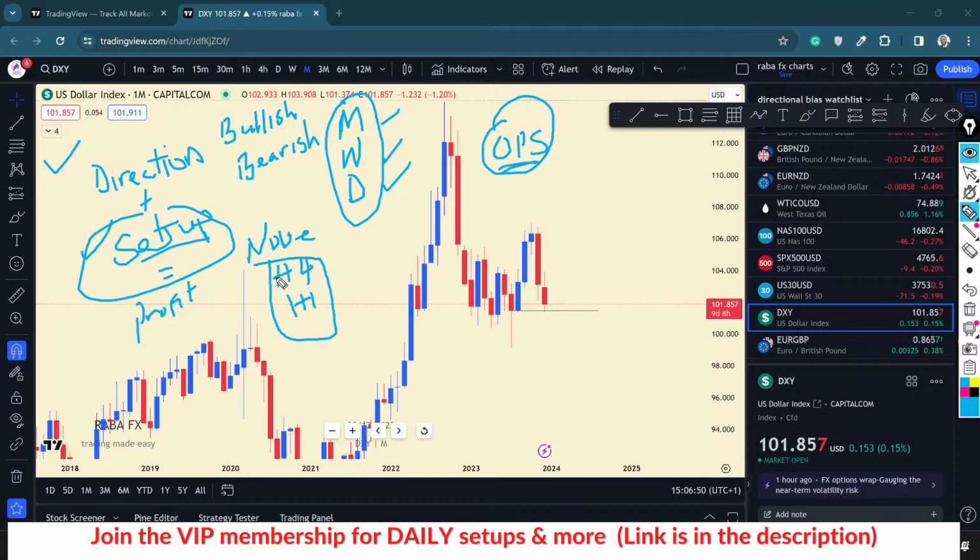comes from there. You can have your setup depending on the strategy you trade. It could be daily, H4, H1, and down below. Setup in fact can be any time frame, but your direction time frame is the monthly, weekly, and daily. You want to know the monthly direction, the weekly direction, and the daily direction.